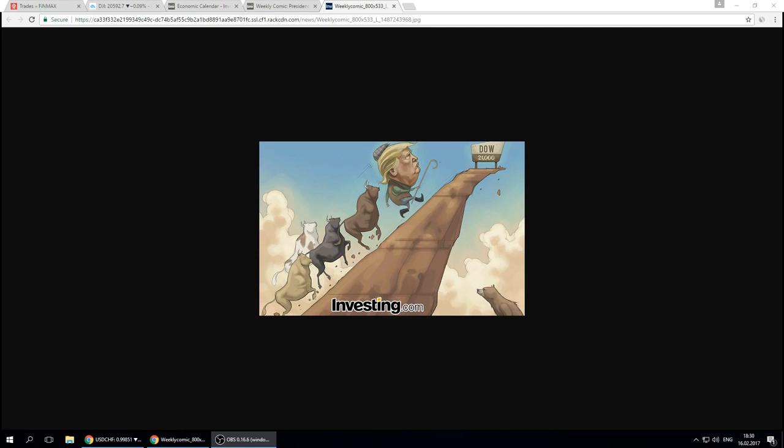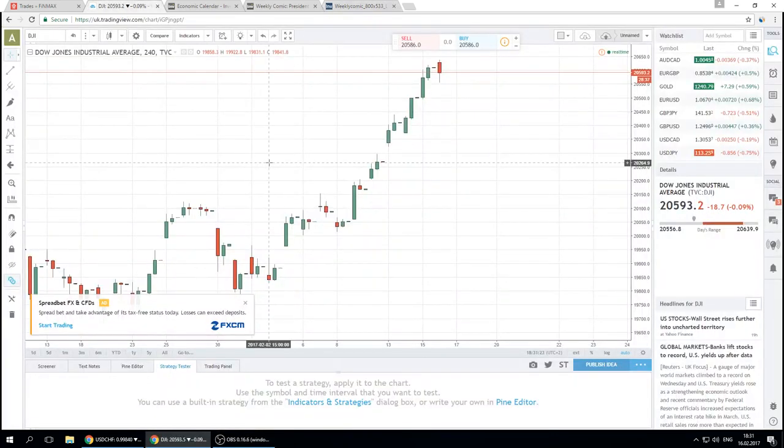Okay, so I wanted to start today with this picture that investing.com offered us ahead of Donald Trump's speech. They are showing us that he is leading bulls to the highs, incredible highs. And it's based on the fact that the Dow Jones index today grew really dramatically. You can see this on this chart.